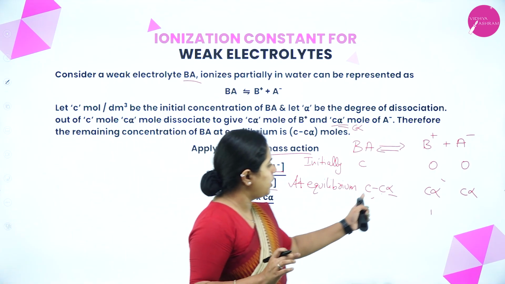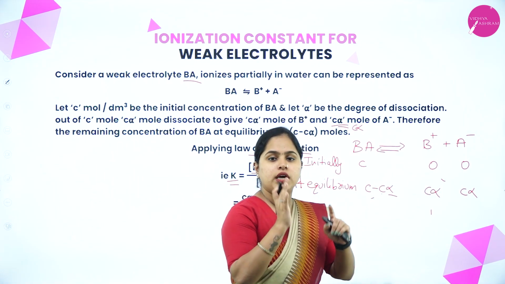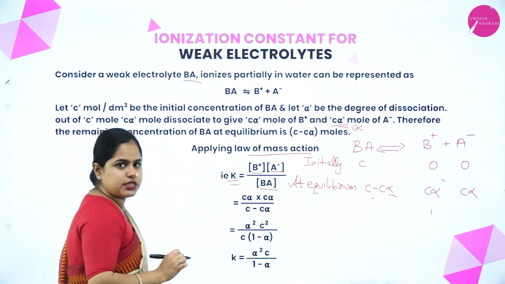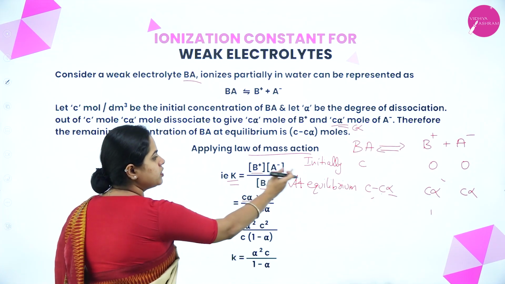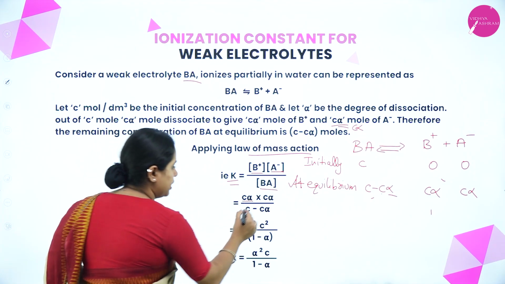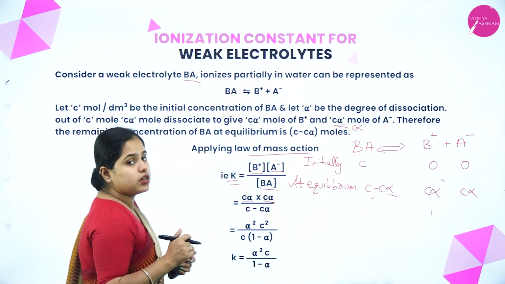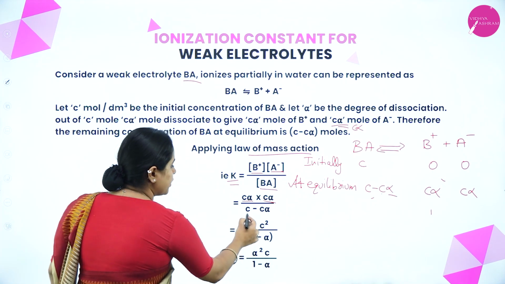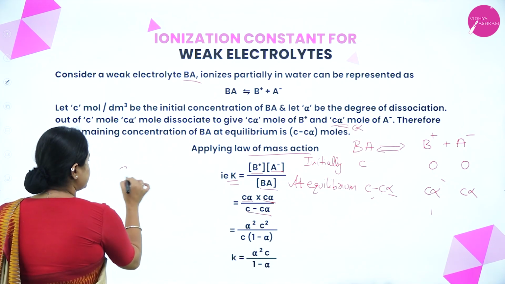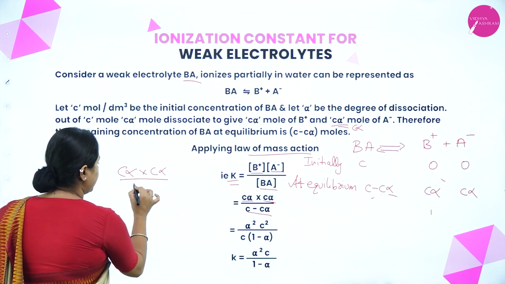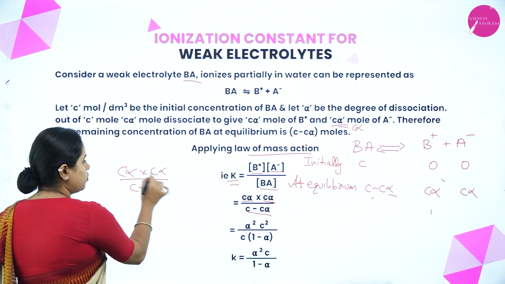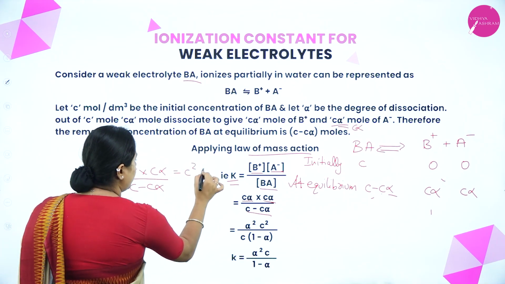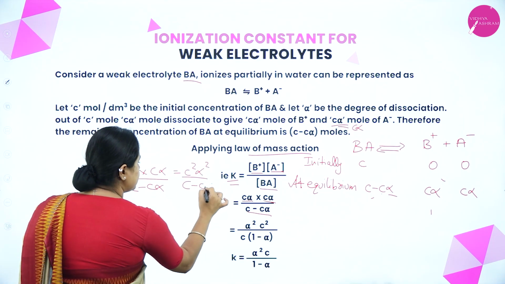So now we already know from this equation what are the concentrations, and we are going to substitute here. What is the concentration of B plus at equilibrium? C alpha. What is the concentration of A minus at equilibrium? It is C alpha again. Now what is the concentration of BA at equilibrium? It is C minus C alpha, right? So it is C alpha into C alpha divided by C minus C alpha. So what does the numerator become? C square alpha square divided by C minus C alpha.